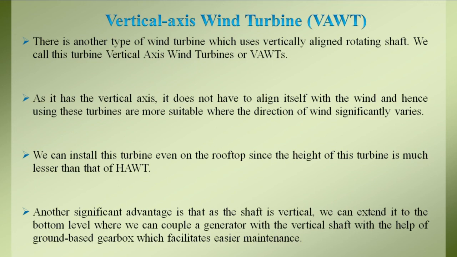Another significant advantage is that as the shaft is vertical, we can extend it to the bottom level where we can couple it to a generator, with the help of a ground-based gearbox which facilitates easy maintenance. Basically, we can directly couple the vertical axis shaft to the generator, or we can use a gearbox in a vertical manner, so that the slow speed of the drive shaft is converted into high speed, and this high speed shaft power is given to the generator.